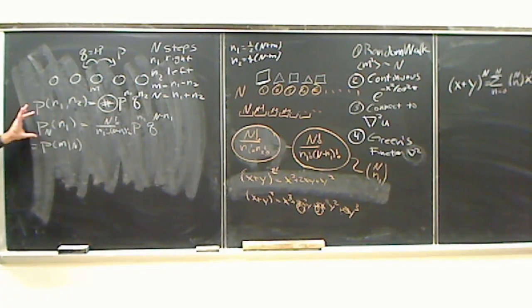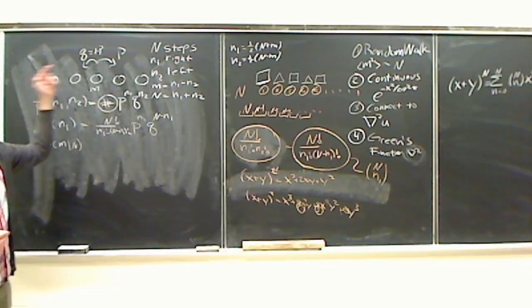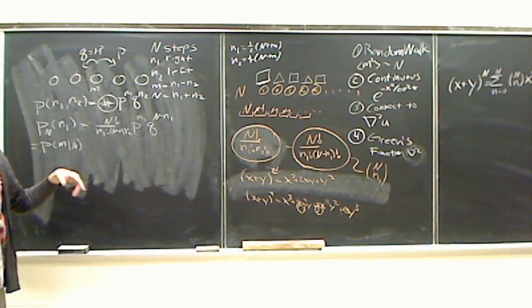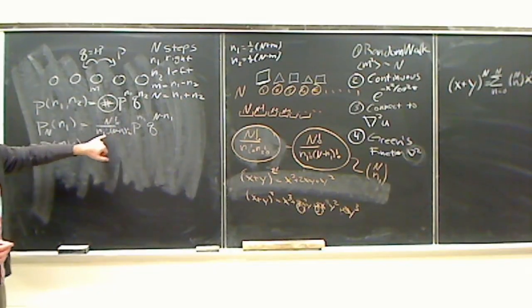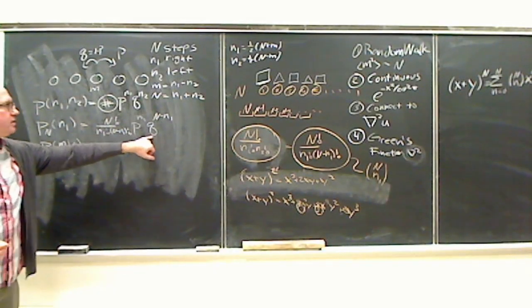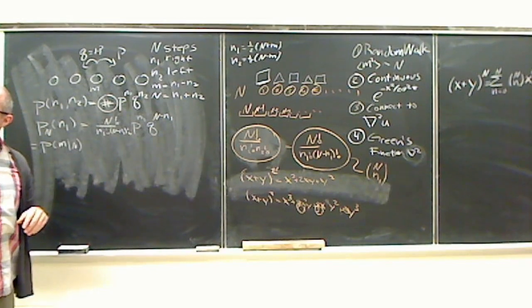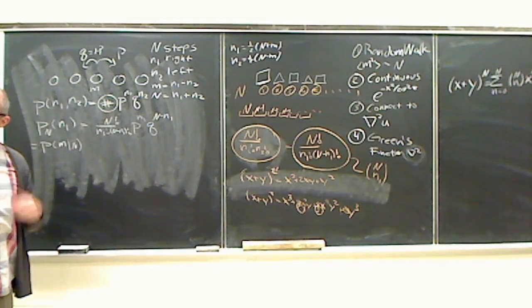So this is the probability, given this random walk, that you've gone to the right by n1 steps. It is the total number, choose the number you've gone to the right, times these two probabilities. Does that make sense, everybody?